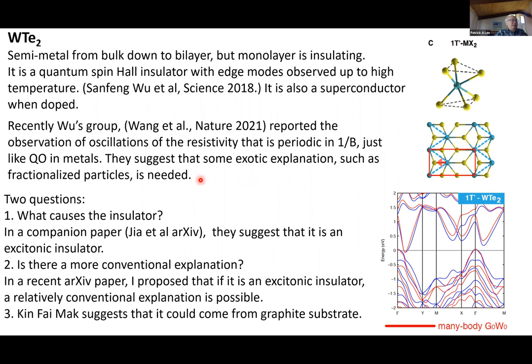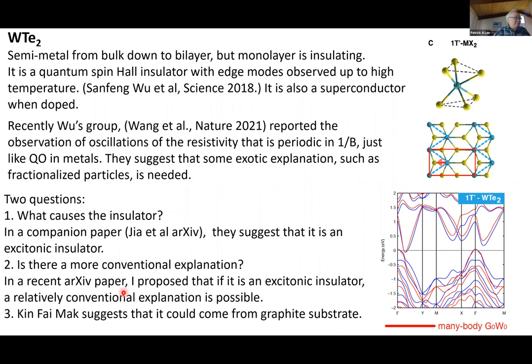So the question I want to raise is this. It turns out that even the nature of the insulator was not clear. So this group actually suggests that it's an excitonic insulator, and I'll explain to you what it is. The second is, is there a more conventional explanation without appealing to something exotic? Even though I spend a lot of my life doing exotic physics, I usually prefer a simpler explanation, whenever that's possible. You become exotic only when it's absolutely necessary.